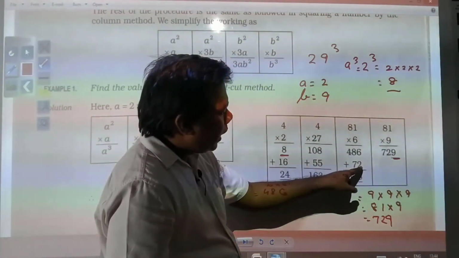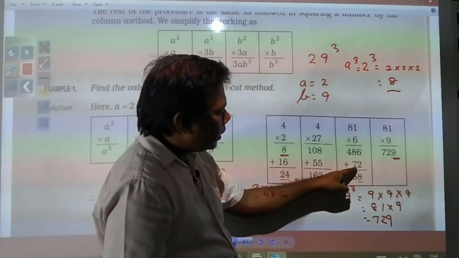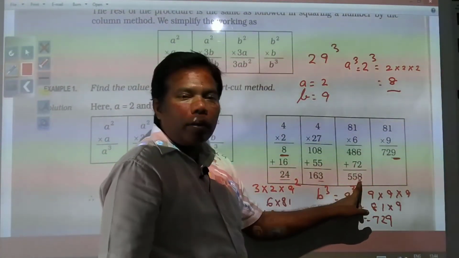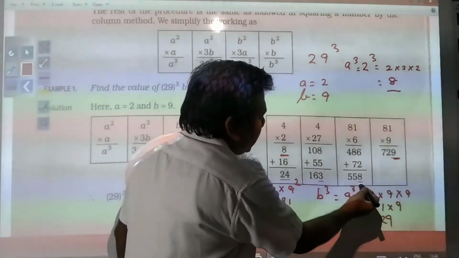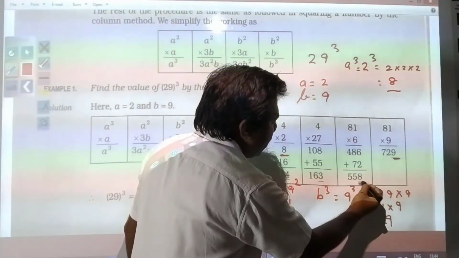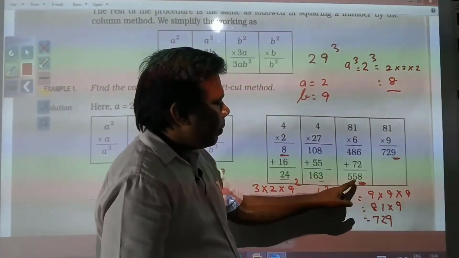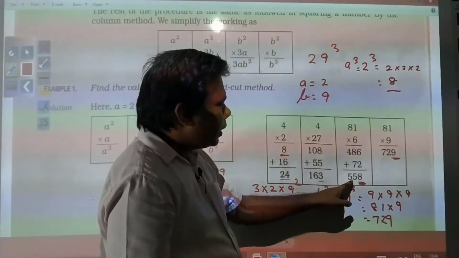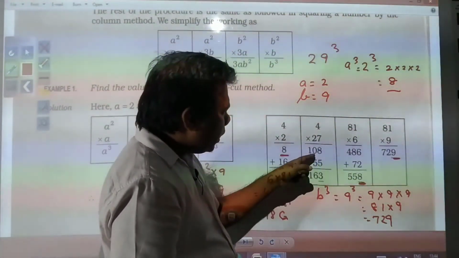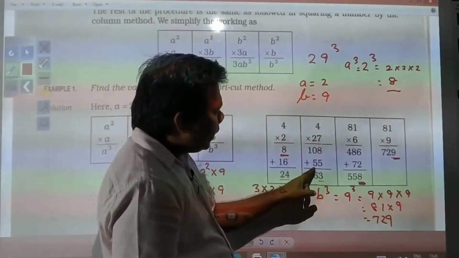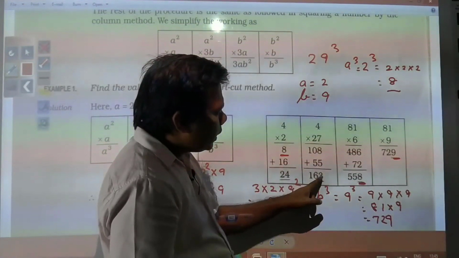Just you see, 6 and 2 is 8, 8 and 7 is 15, 4 and 1 is 5, 5 5 8 you have got. Again this ones digit is required to be underlined, and you now have 55. This 55 is required to be carried forward here and added. So if you are adding 108 and 55, you have got 163.